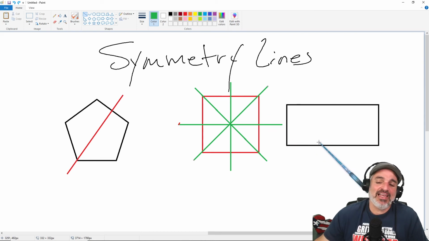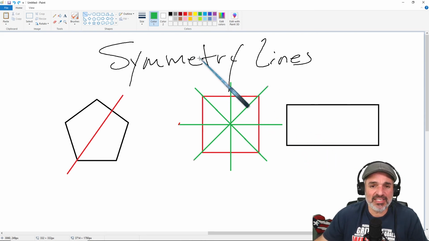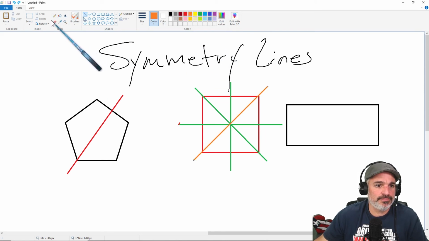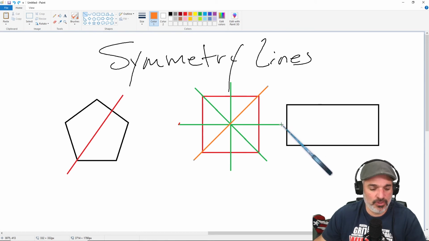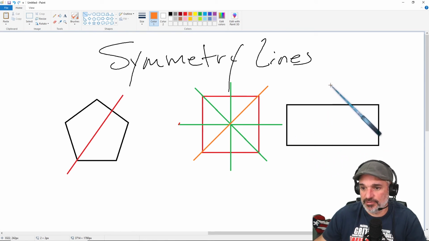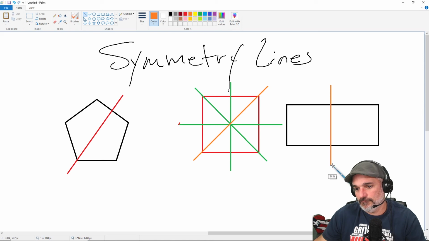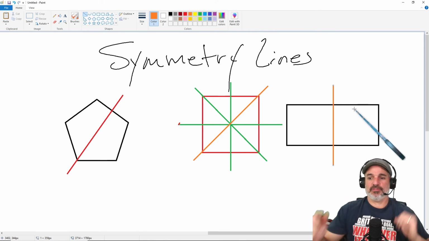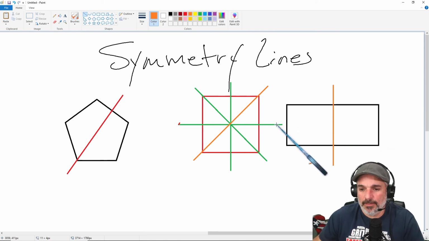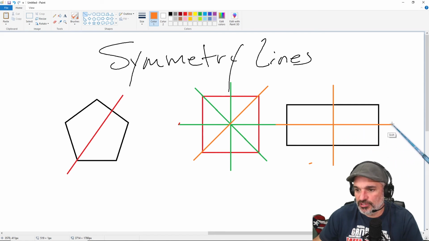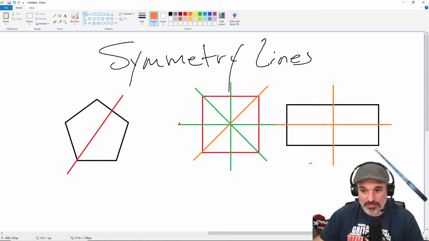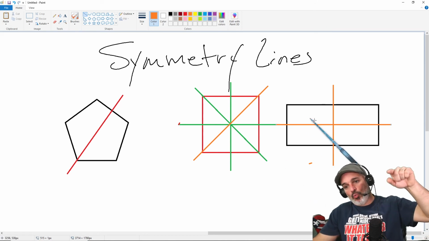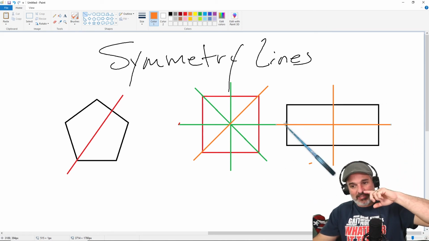Okay, let's take a look at the rectangle. So I take the rectangle and I'm going to draw the vertical line first. Okay, that is a symmetry line, because I can place it in a part where one side is a mirror image of the other. Good. Now, let's do the horizontal line. Yes, I find a symmetry line, because one part, this part, is exactly the same as this one.